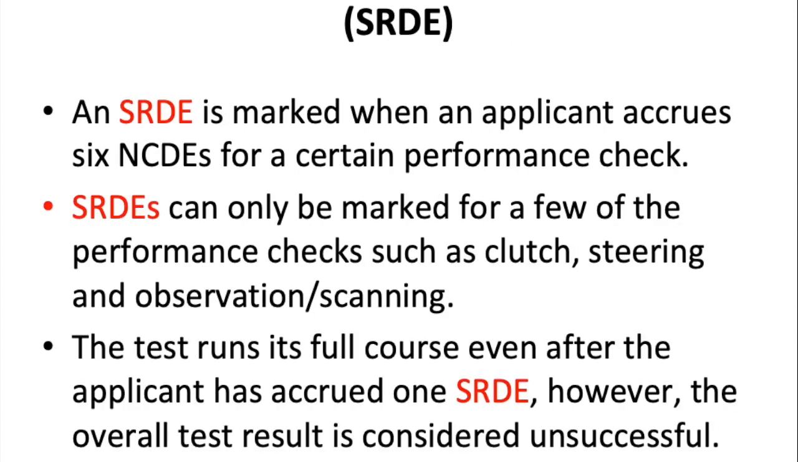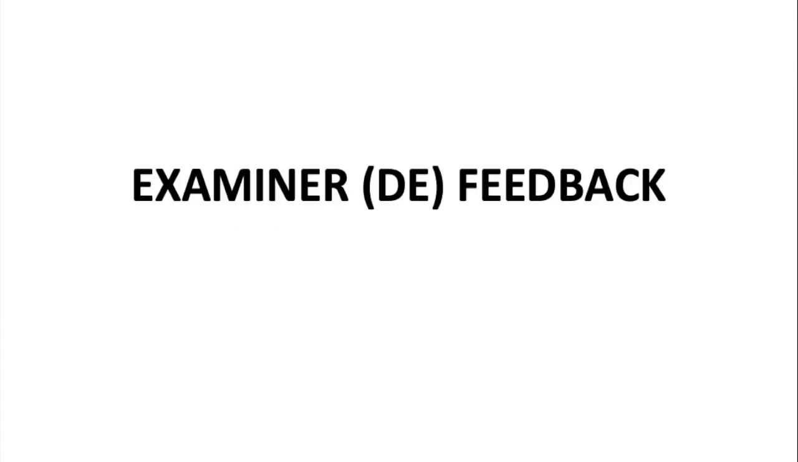We have a type of error finally called Specific Repeated Driving Error, SRDE. An SRDE is marked when an applicant accrues 6 non-critical driving errors for a certain performance check. SRDEs can only be marked for a few of the performance checks such as clutch, steering, and observation and scanning. The test runs its full course even after the applicant has accrued 1 SRDE. However, the overall test result is considered unsuccessful.